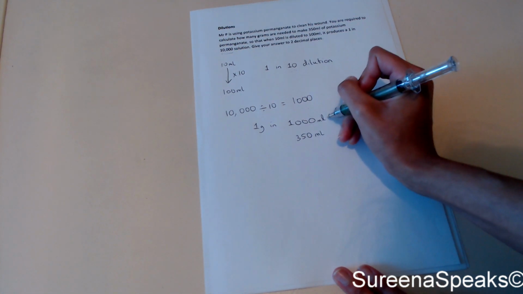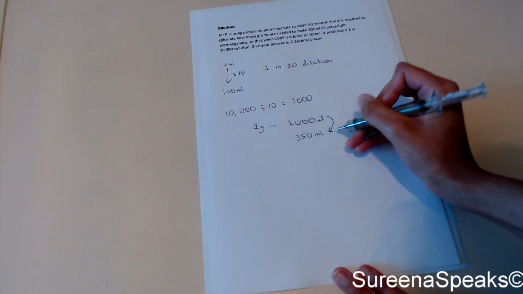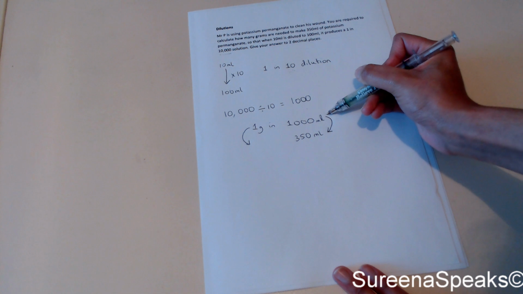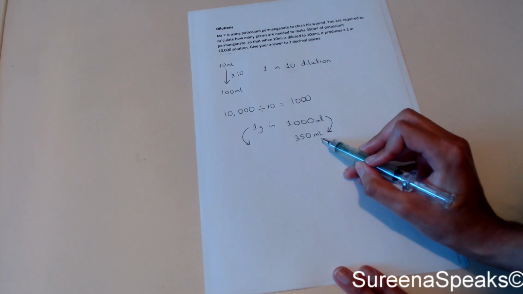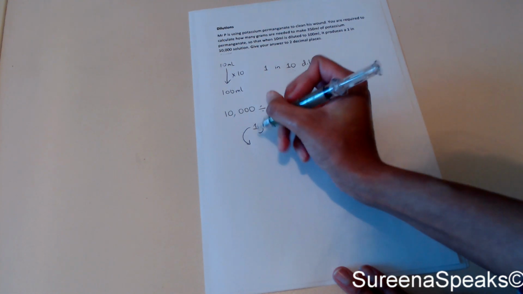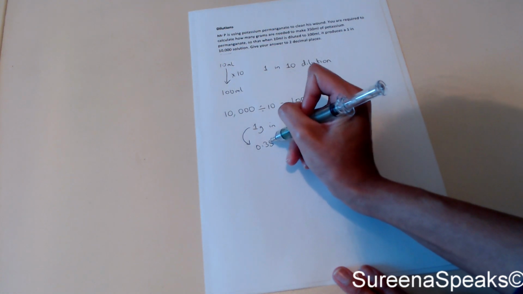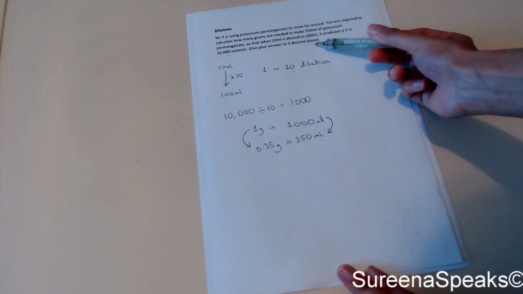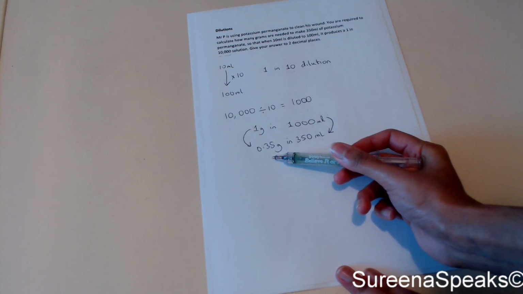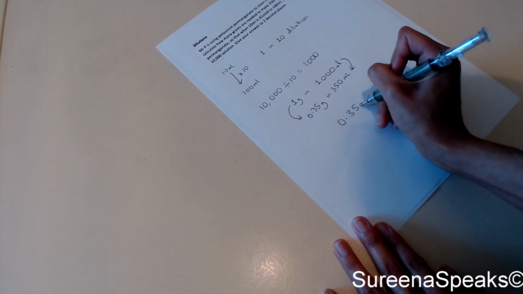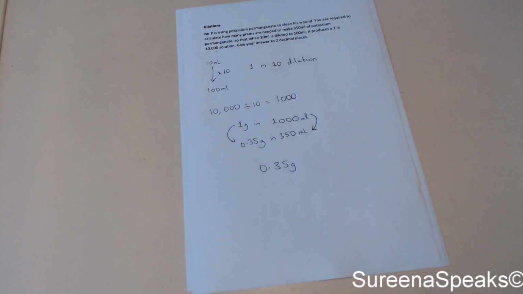So again, what we do to one side, we have to do to the other side. So we work out how we go from 1,000 to 350, do the same thing on the other side, and we end up with 0.35 grams in 350 ml. They want our answer in 2 decimal places. Our answer is in 2 decimal places. So our final answer is 0.35 grams.